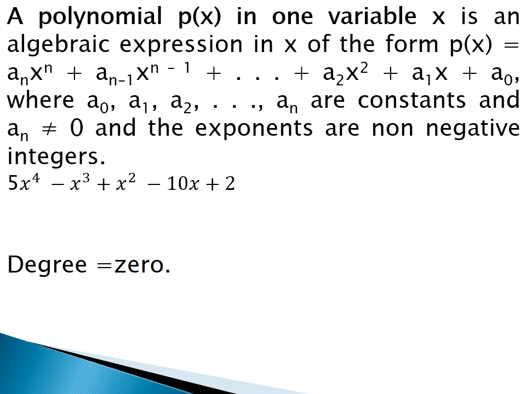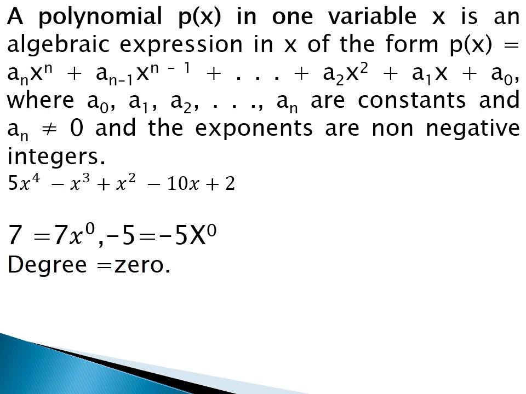Now the next point: suppose we are having only 7. It is a constant, right? 7 equals 7x raised to 0, that means 7 into 1. There is no change in the value, it is the same value only, but we are expressing 7 as a polynomial. So it is 7x raised to 0. Similarly, minus 5 equals minus 5x raised to 0. Again it is also a polynomial form.